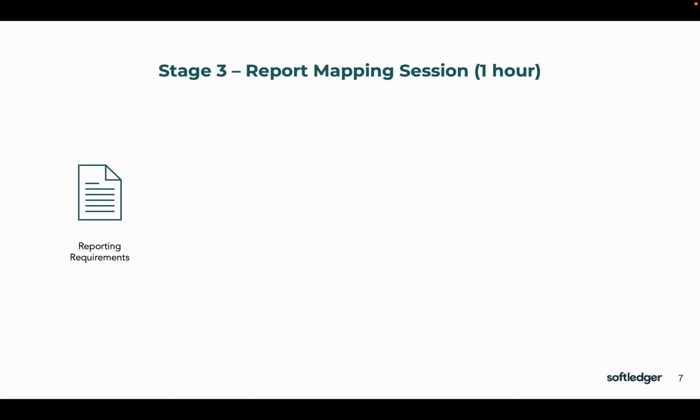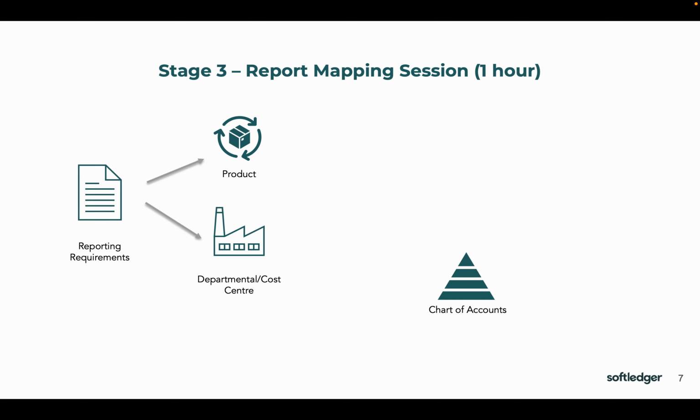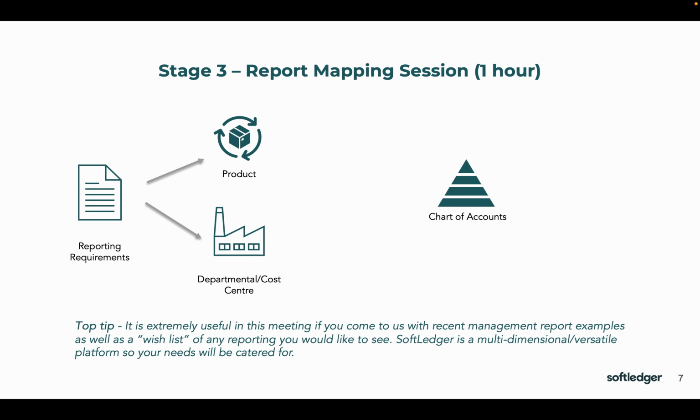Stage 3, the report mapping session. Within this session, we'll walk through your reporting requirements. For example, we'll consider whether you need reporting at a product, department or service stream level, and consideration will be given to the chart of accounts mapping required for reporting purposes, as well as to any data entry requirements. Top tip: it's extremely useful in this meeting if you come to us with recent management report examples, as well as a wish list of any reporting you would like to see. SoftLedger is a multi-dimensional, versatile platform, so your needs will be catered for.